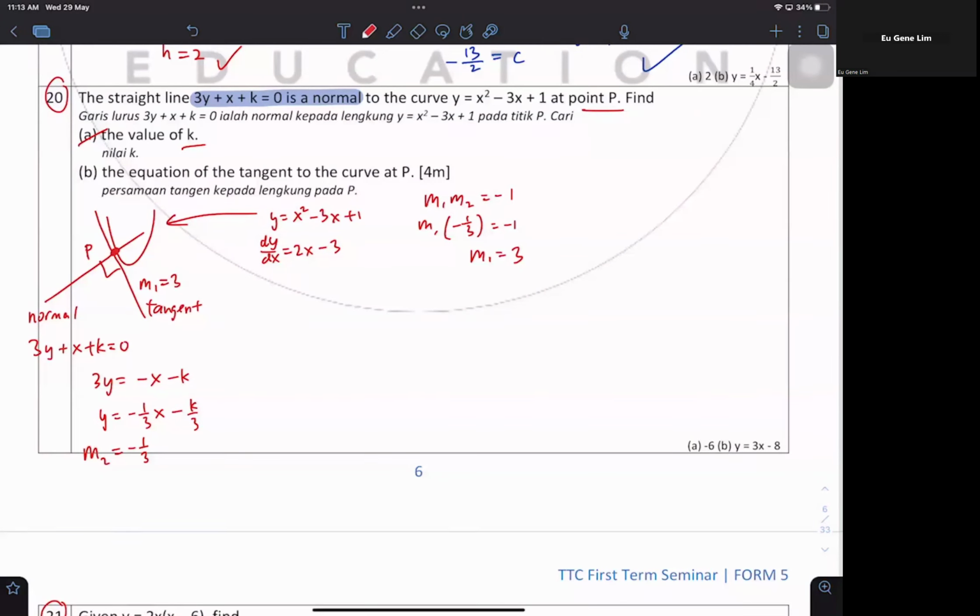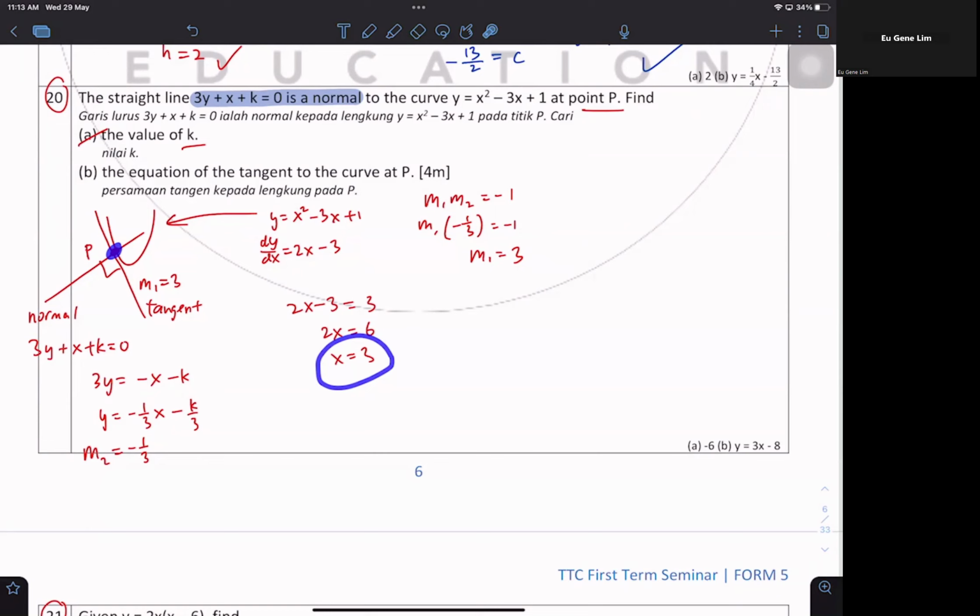Very good. Then next, what can we do? dy dx equal M1. Very good. dy dx equal M1. So 2x minus 3 is equal to 3. So 2x equals 6, x equal 3. Very good. What is that? x equal 3 is the x coordinate of the point P. Understand?